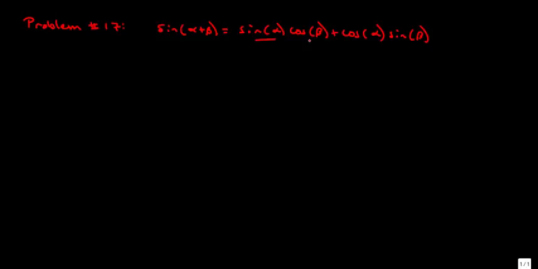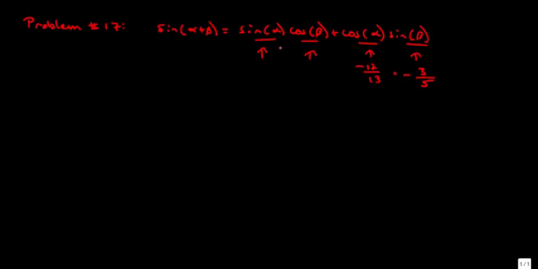So I need these four pieces. Well, what do I have? I have the cosine alpha. That's equal to negative 12 over 13. And I also have the sine of beta. That's this guy, which is equal to negative 3 over 5. What I don't have is the sine of alpha or the cosine of beta. I'm missing those, but I can get those.